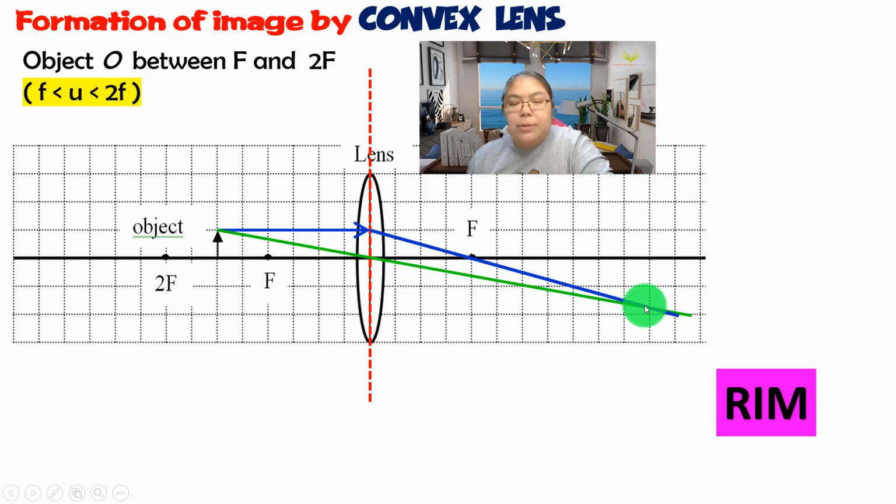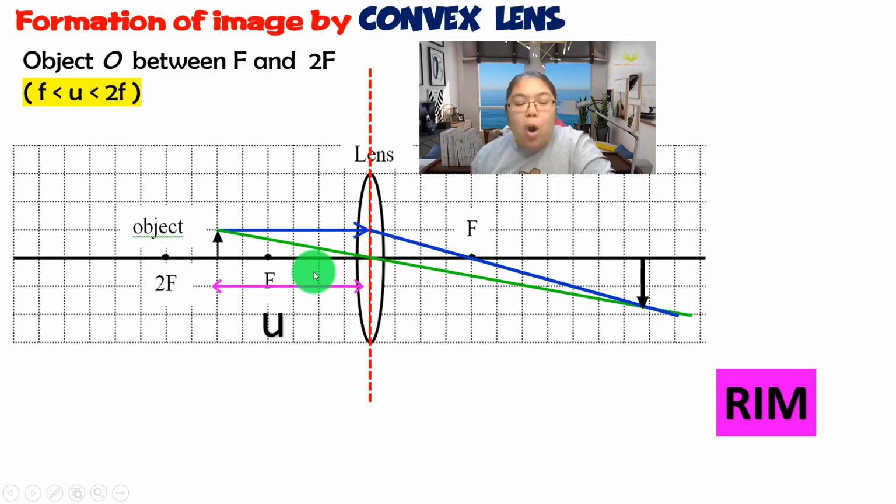Okay, how to draw the image again? I repeat again, this one is a horizontal line. So when you draw the arrow, you must start from the horizontal line, then you draw. So from here, now I draw my image, from the horizontal line. Your image, you start from the horizontal, then you go downwards. This one is a real image, so we don't need to draw the dotted line. It's a full line.